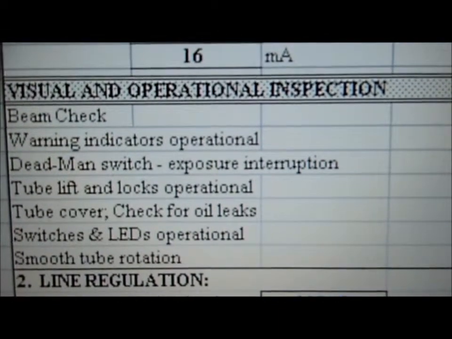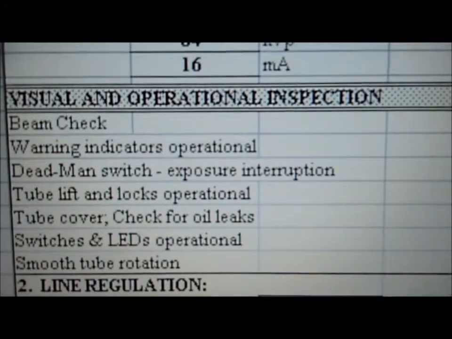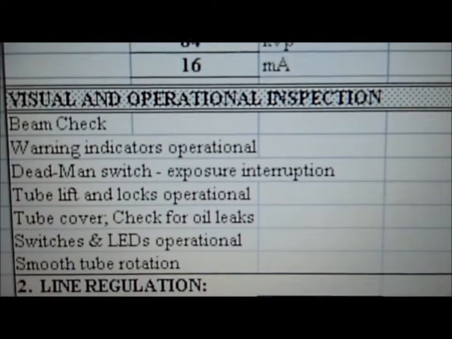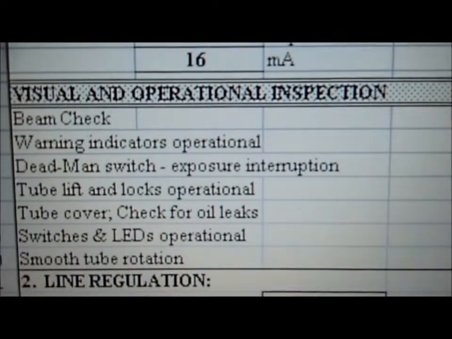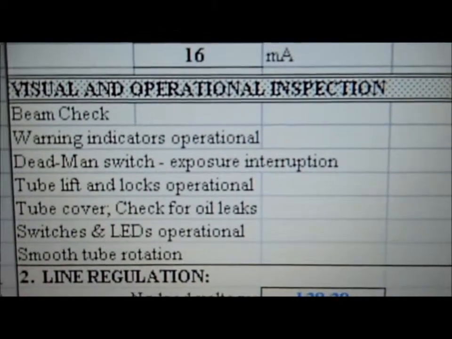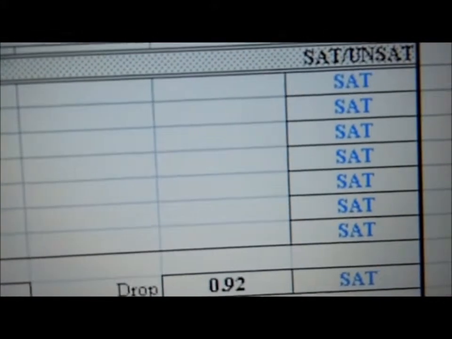We're going to do some mechanical checks. We're going to check the tube, the lift, the locks, operations, check the tube cover, we're going to check for any oil leaks, check the switches, also the LEDs, make sure everything's operational, and we're going to ensure that the tube rotates smoothly. And this is a pass or fail.